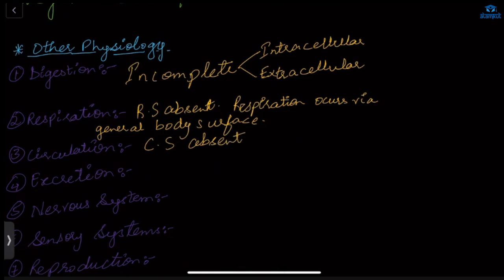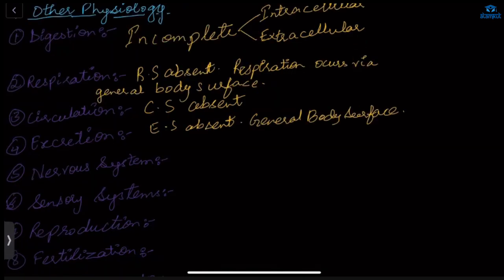Now in the excretion, excretion will be done by general body surface, but excretory system will be absent. Excretory system is absent, but excretion will be done by general body surface. Okay, next point is nervous system. So nervous system for the first time has been developed where? In the phylum Coelenterata.